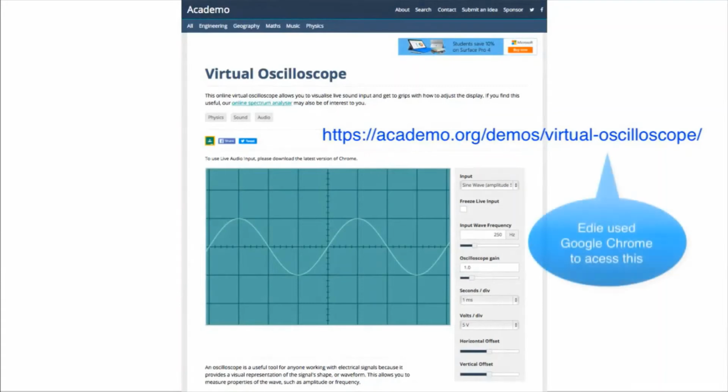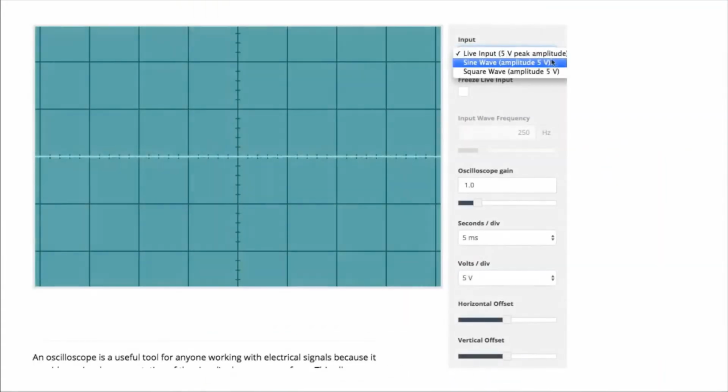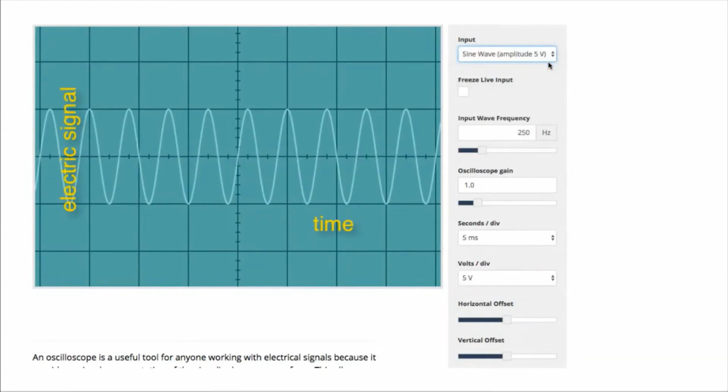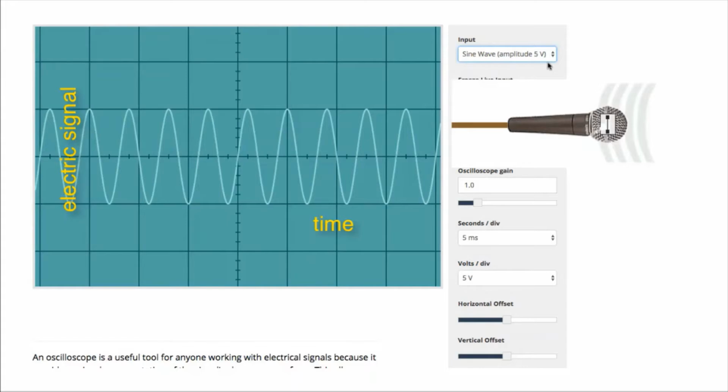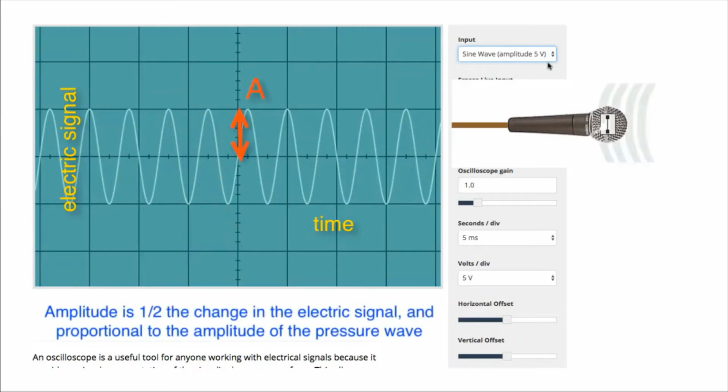This is an oscilloscope that you can interactively use on the web. It shows the electrical signal generated by the microphone. This is proportional to the pressure at the microphone position as a function of time. So at an earlier time, the pressure at the microphone was low, and then it oscillated up and down in time. The amplitude is proportional to the pressure variation in the medium.